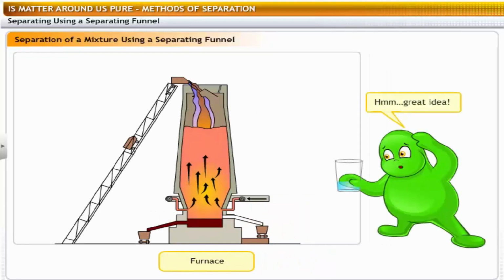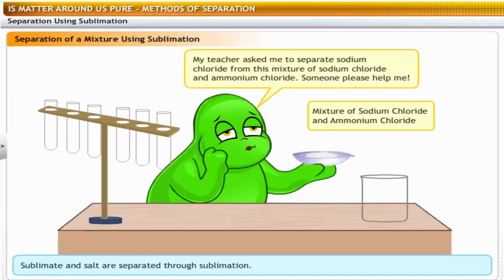Great idea. My teacher asked me to separate sodium chloride from this mixture of sodium chloride and ammonium chloride. Someone please help me.